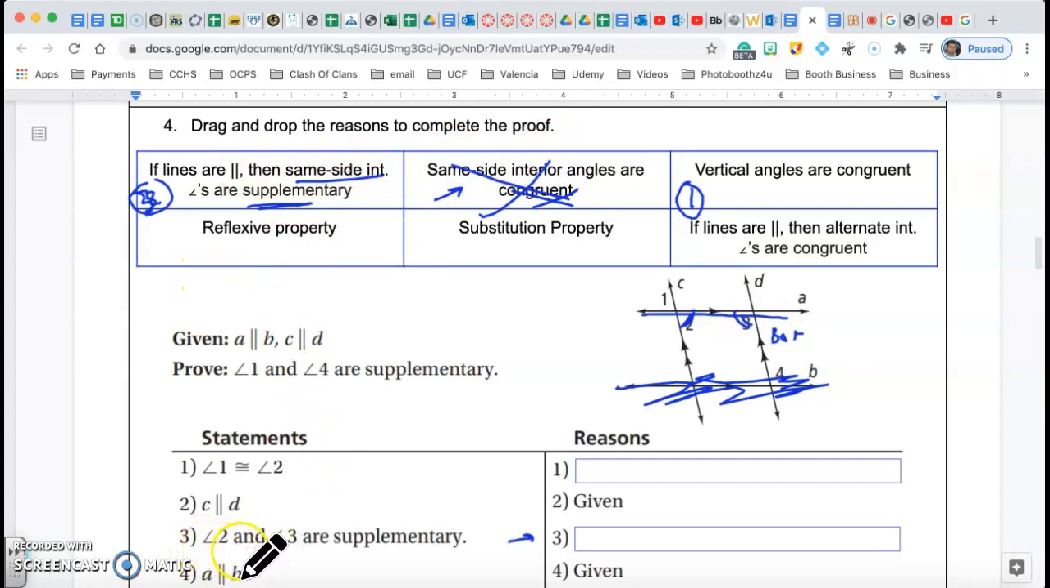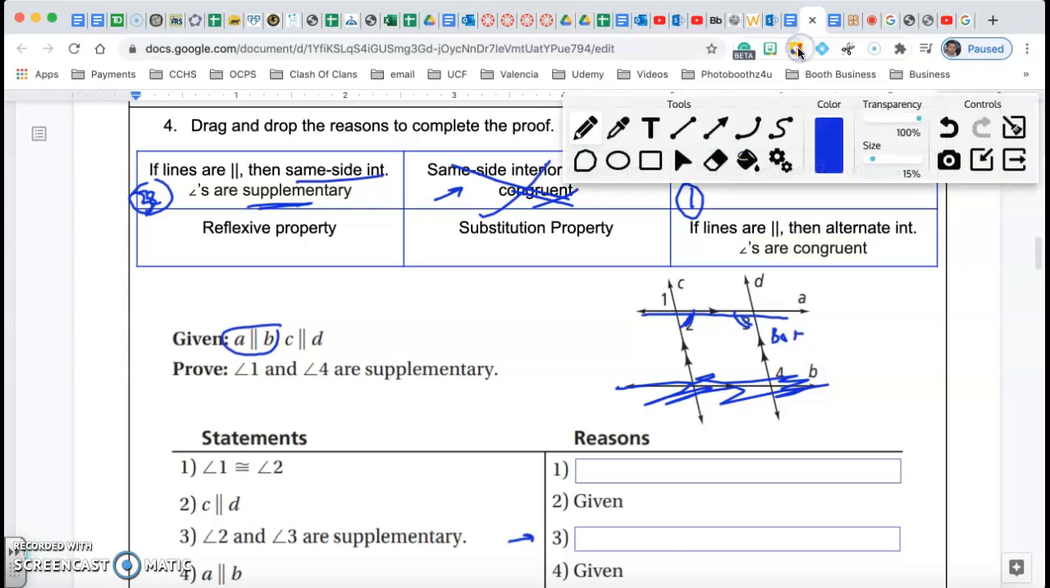Line A is parallel to line B. Given information. Here we go. Line A is parallel to line B, and that's given information. Okay, I have to scroll down, so bear with me because it's going to stay here.